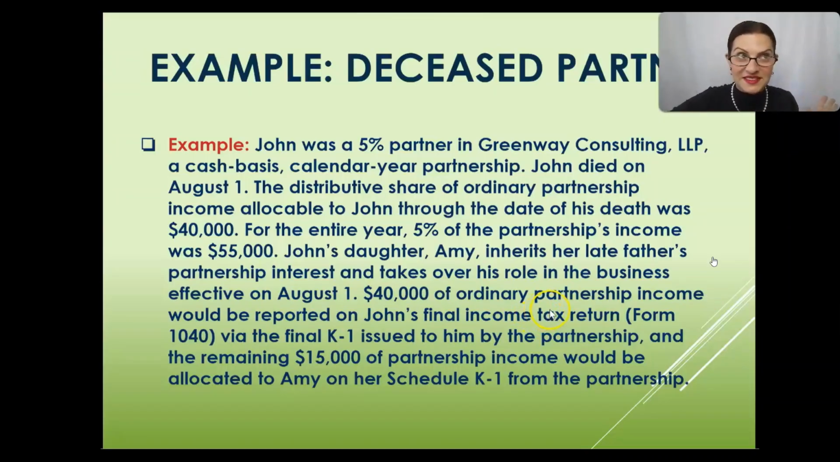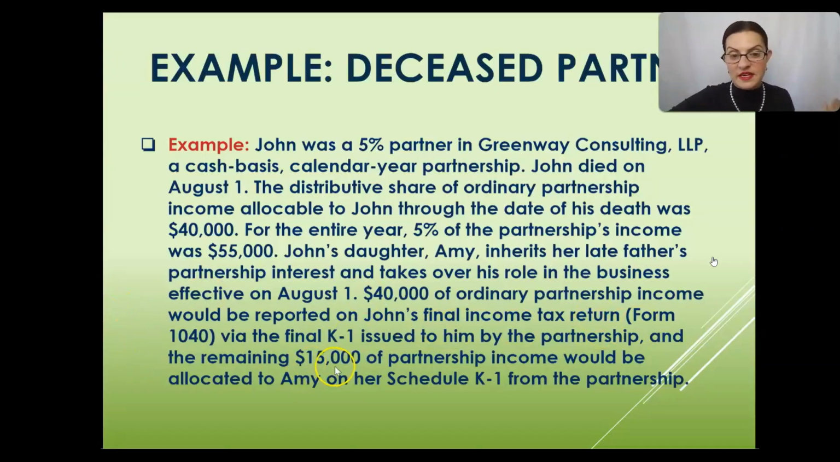Well, I mean, he doesn't because he's dead. But his executor, whoever's managing his estate, has to file that final tax return for him and sign it. He has to still file his final tax return in the year of death. So he's going to get that $40,000 allocated to him, and that's going to be reported on his final Form 1040. It's going to show up on his final Schedule K-1 issued to him by the partnership.